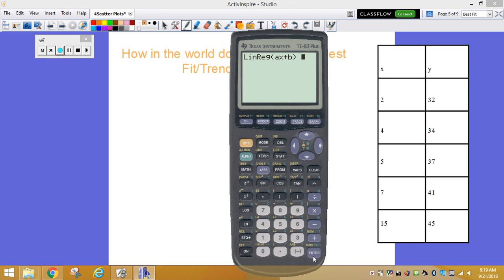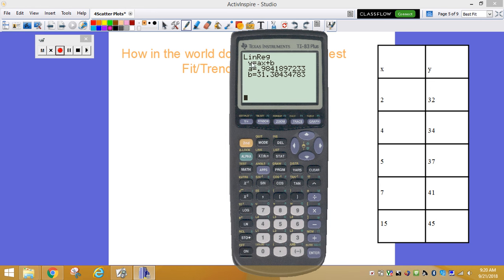Now, again, depending on what kind of calculator you have, yours might have a list of things here, and at the very bottom it says calculate. You'll just arrow down until you get down to calculate and hit enter. If your screen looks like mine, you just hit enter. And this should pop up on your screen.